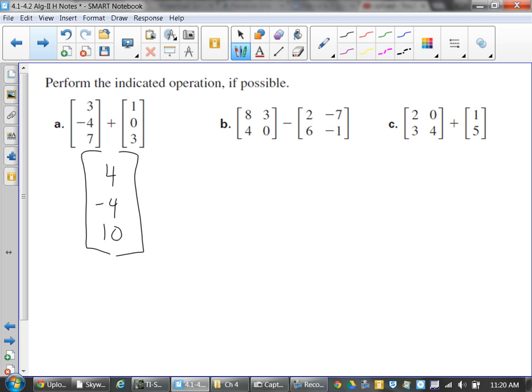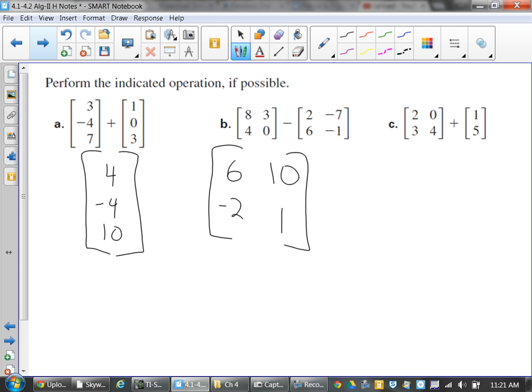The next one, are the dimensions the same? Yes. So you just have to match up the entries. When you match them up, top left, what's 8 minus 2? 6. 3 minus negative 7, 10. 4 minus 6, negative 2. Remember, the biggest thing you're going to screw up is you're going to forget that minus and negatives that you're adding, just something stupid.